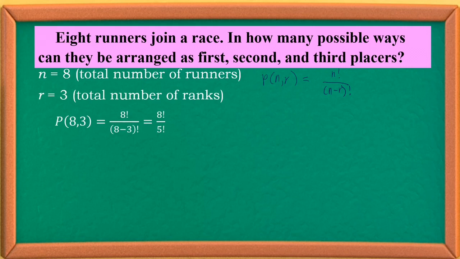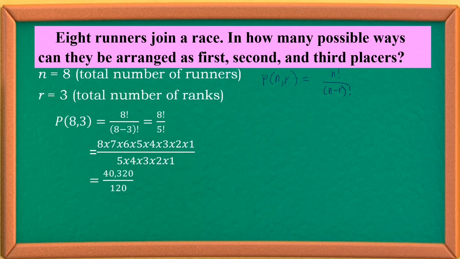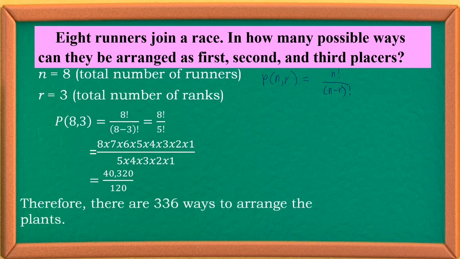Now, let us simplify 8 factorial and 5 factorial. That is 8 times 7 times 6 times 5 times 4 times 3 times 2 times 1 over 5 factorial, that is 5 times 4 times 3 times 2 times 1. So, by multiplying all the digits in the numerator, that is 40,320 over 120. This is equal to 336. We just divide the numerator by the denominator. Therefore, there are 336 ways to arrange the runners.